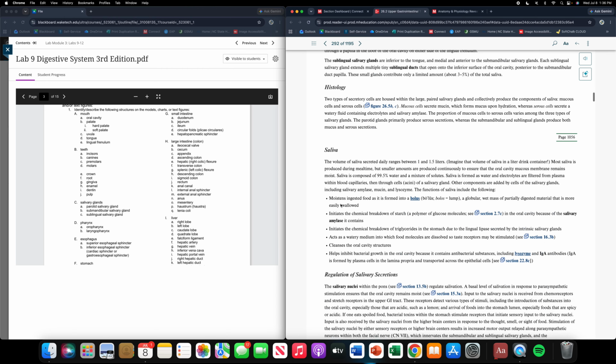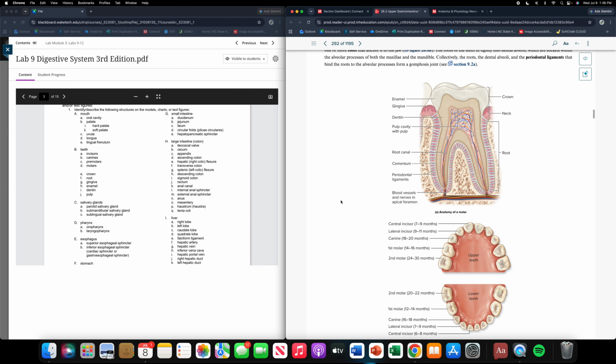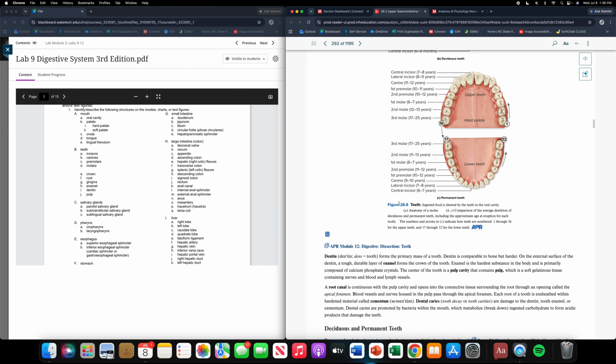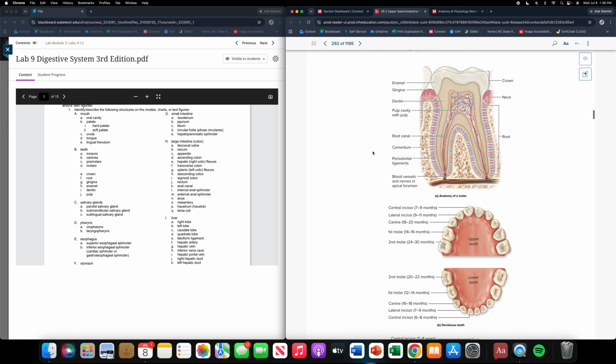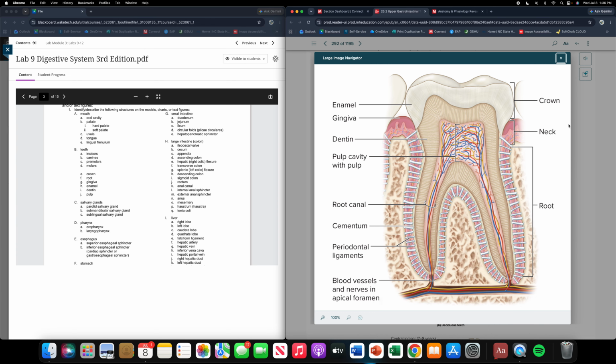We can see, it should be right here. This is figure 26.6, the anatomy of a molar, and so you can see the general structure of your molars. So starting with something like the crown. The crown is the part of the tooth that projects above the gingiva, the gum line. So the crown is that portion that sits above.